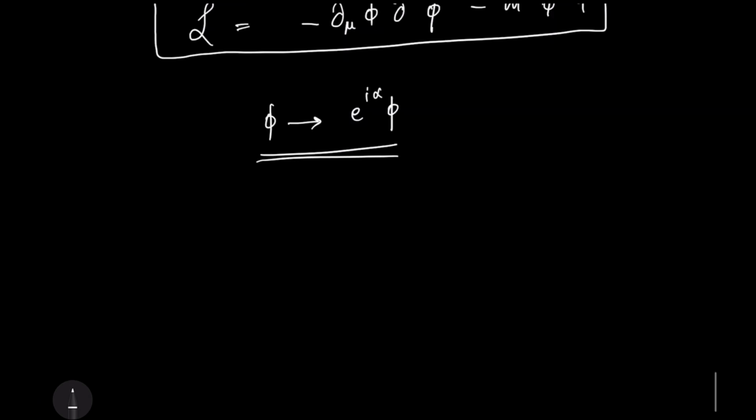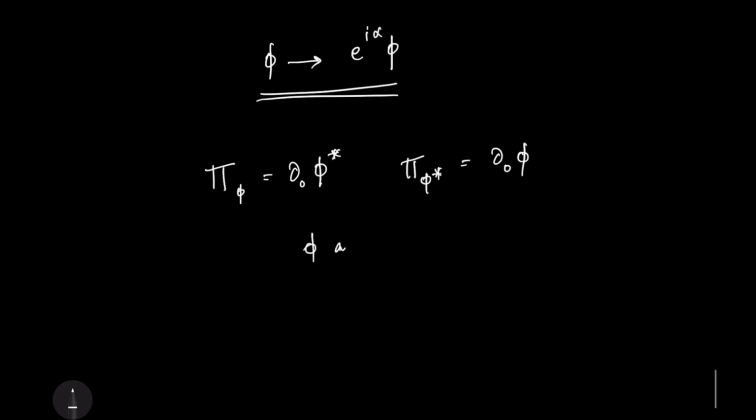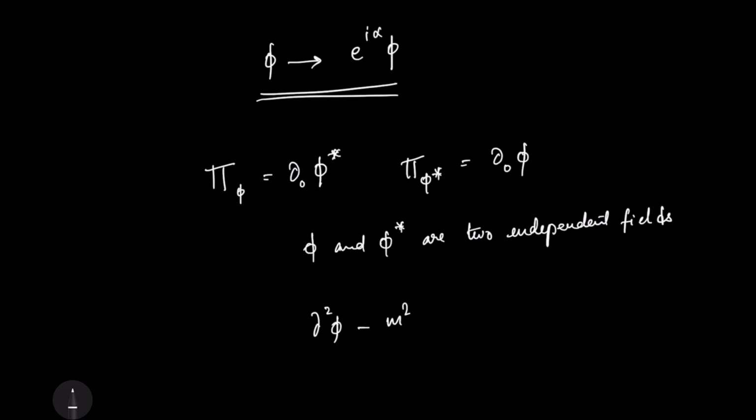Now, the canonical conjugate momentum density in this case will be, and the canonical momentum corresponding to φ star will be ∂_0 φ. So we can treat φ and φ star as two independent fields. The equation of motion also will have the same form: ∂²φ minus m²φ is equal to 0. So this will be the equation of motion.